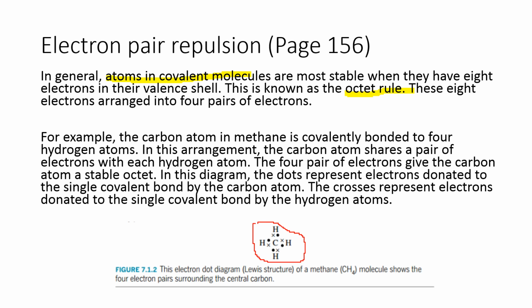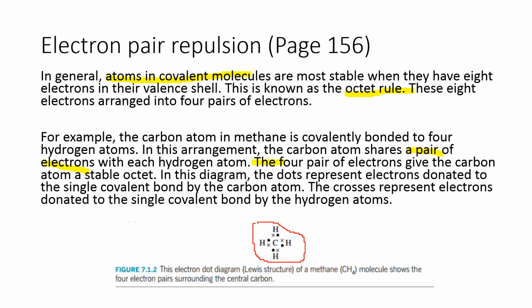So it says here, for example, I'm reading the second paragraph. It says here, for example, the carbon atom in methane is covalently bonded to 4 hydrogen atoms. In this arrangement, the carbon atom shares a pair of electrons. One pair means that you have a total of 2 electrons that we share, one from each atom. Alright, that's what it means.